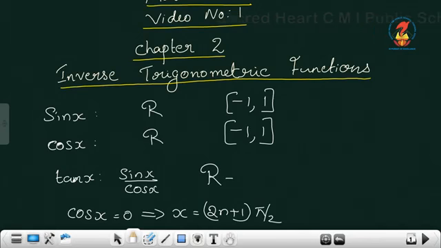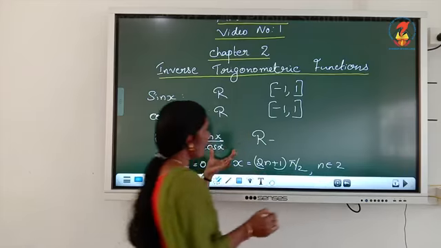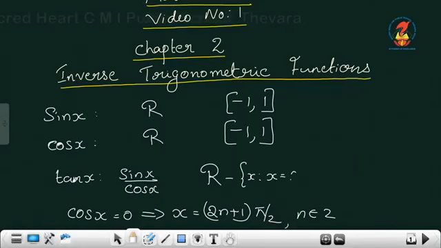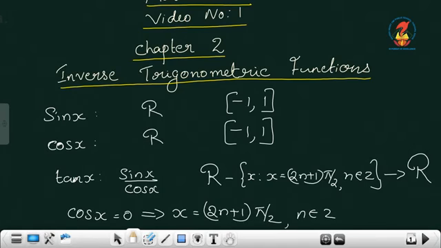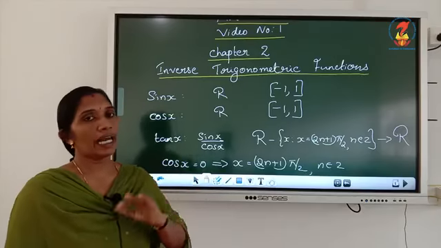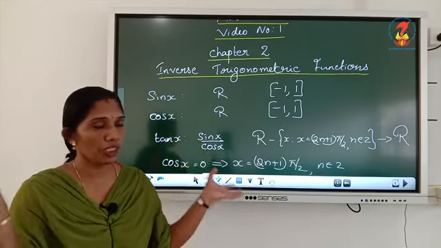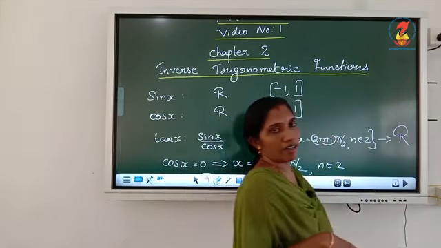2n plus 1 pi by 2, that is multiples of 90, where n belongs to z. So these all values you have to subtract from R. So R minus set of all x such that x is equal to 2n plus 1 pi by 2. Then n is an integer. So this is the domain. What is the range of tan function? Tan function is set of real numbers, that is the range of tan function. Tan 90 is infinity, tan minus 90 is minus infinity. So its value is minus infinity to infinity, that is same as R.